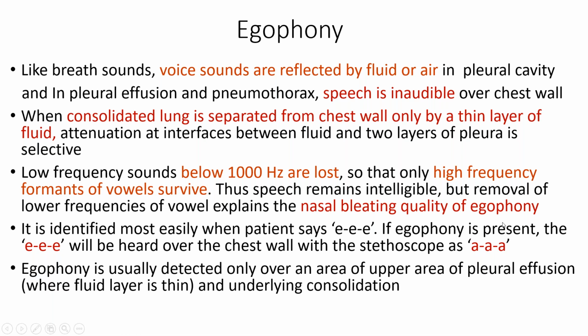So how is it identified? You ask the patient to say E. If egophony is present, the E will be heard as A over the chest wall. Egophony is usually detected only over the upper area of a pleural effusion, where the fluid is thin and there is underlying consolidation. Below, there is not a thin layer but a thick layer of fluid. As you go from the lower side to the upper side, the fluid layer becomes less and less. So where the fluid layer is thin, egophony is present.